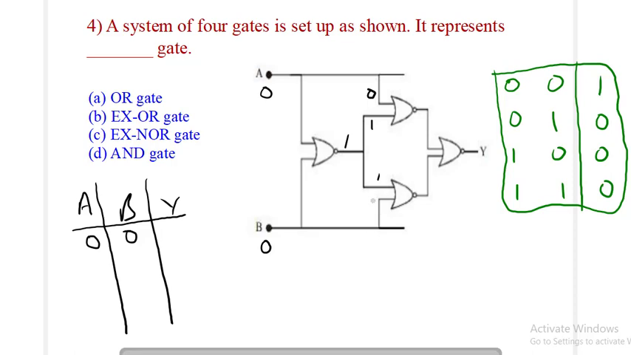So this 0 comes here. For a NOR gate, when the input is 0 1 the output is 0. So this is 0 and this is also 0, and when both the inputs are 0 0, the output is 1. So this is 1, and for this case the output becomes 1.